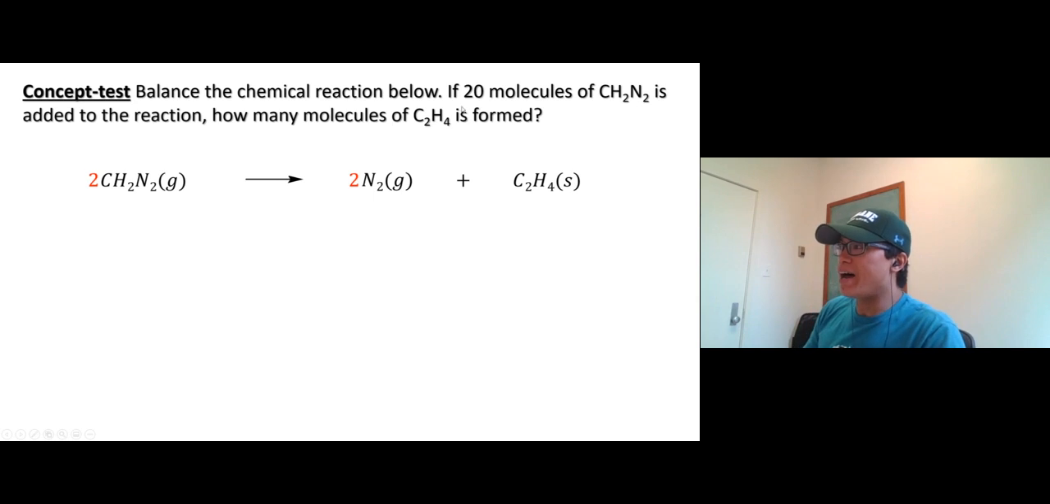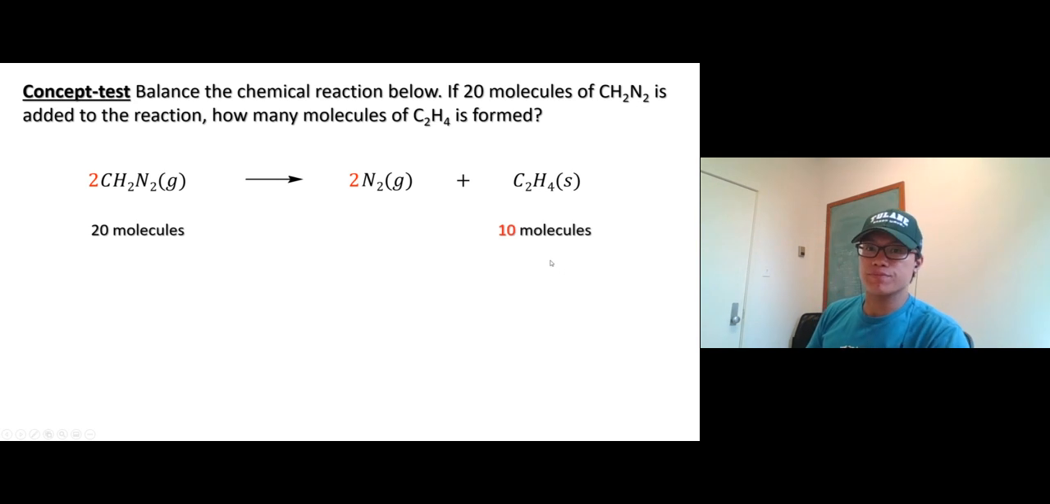All right, the second part of this question. If 20 molecules of CH2N2, this guy right here, are added to the reaction, how many molecules of C2H4, which is the product here, are formed? Well, we have 20 right here, right? How many molecules do we get from C2H4? Well, if you look at the equation, the coefficients, it's a 2 to 2 to 1 ratio. For the reactant and C2H4 it's a 2 to 1 ratio. We have 20 here. We're going to get 10 out of it. Okay? It's basically just simple math here.